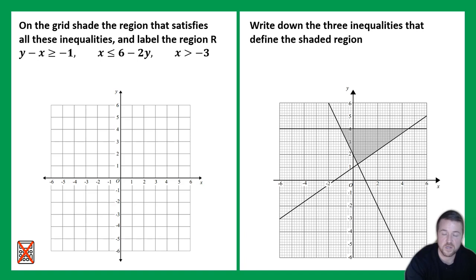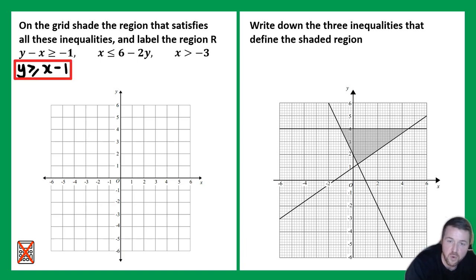On to the advanced questions, some of the trickier questions that you're likely to find on this topic. It will be easier to plot these lines if we have them in the form of y equals mx plus c. So this first one can be written as y is greater than or equal to, and adding x to both sides would give us x minus 1 on the right hand side.